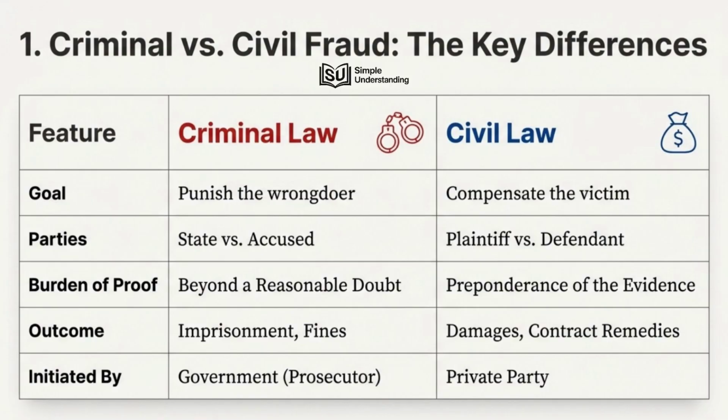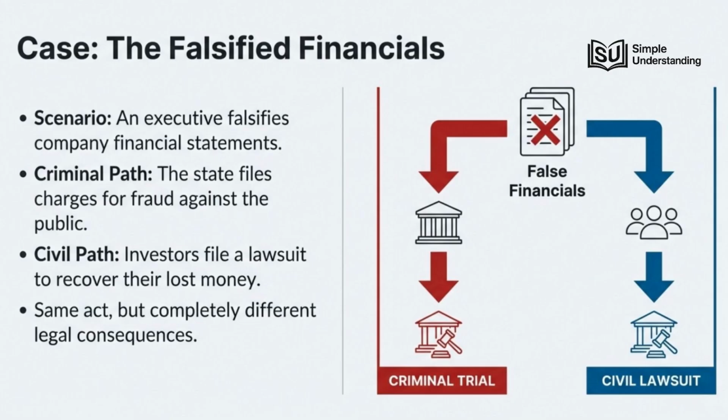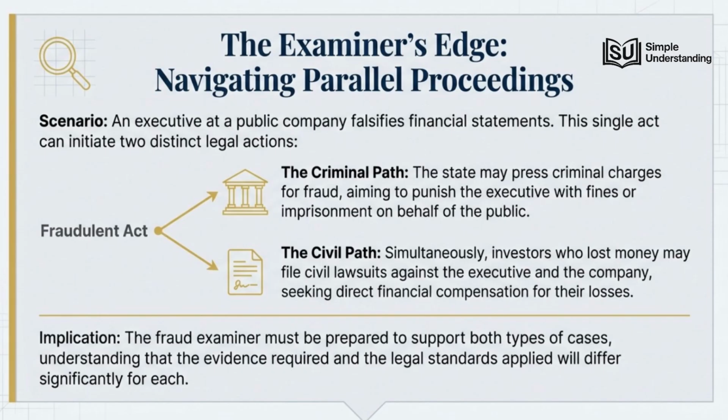Understanding this difference determines how evidence is gathered, how investigators cooperate with prosecutors, and how cases are pursued. In real life, a company executive who falsifies financial statements may face criminal charges by the state for fraud, while investors may file civil lawsuits seeking compensation for their losses. The same act can trigger both paths, but the legal process, burden of proof, and consequences are completely different.